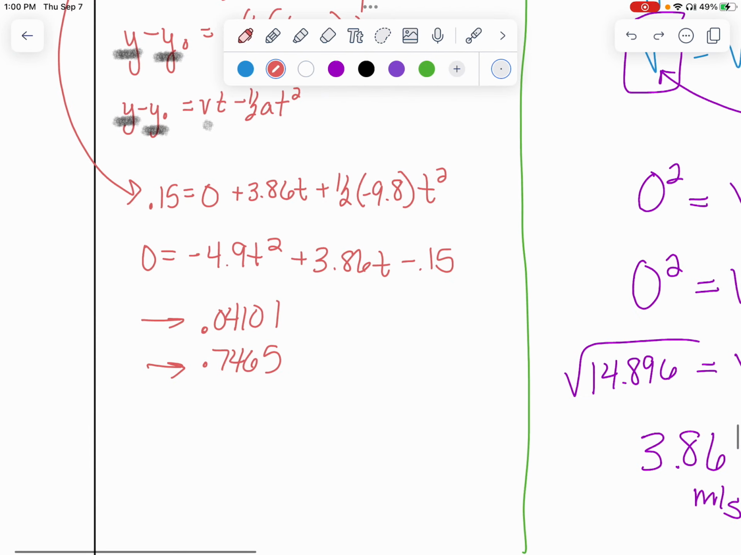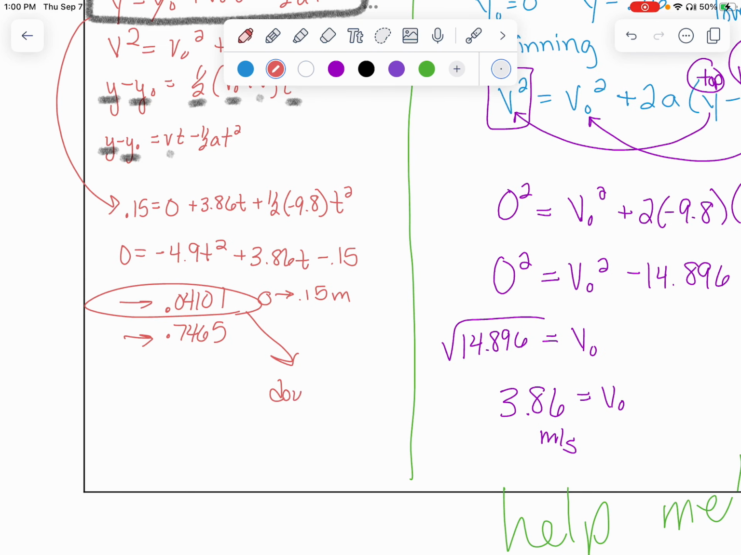I'm going to pick the first one because it's the first time that it went from 0 to 0.15, not the second time it went from 0 to 0.15. And because it's a perfect parabola, you can double this. When you double it, that's where you get your 0.082 seconds. Done.